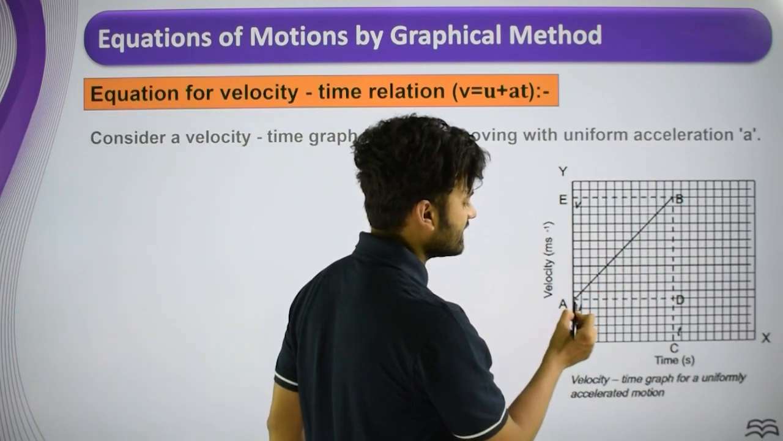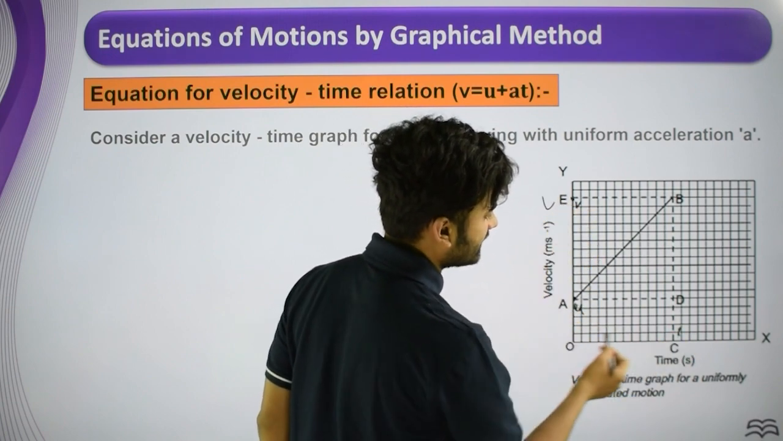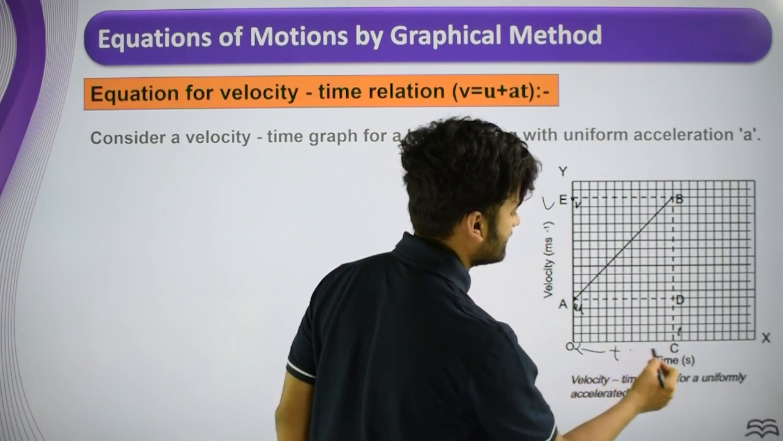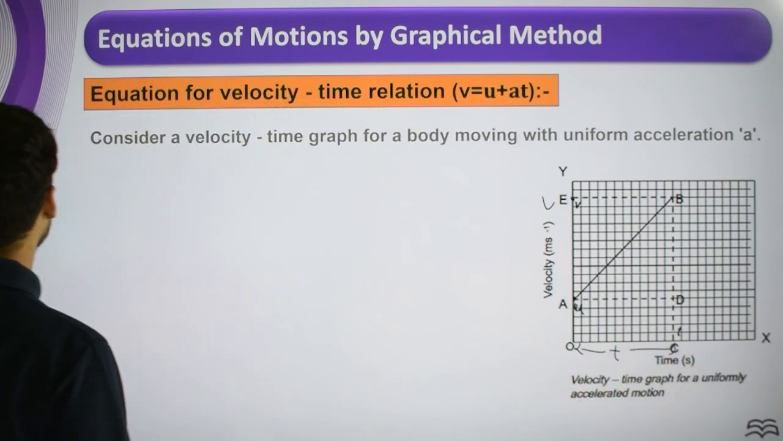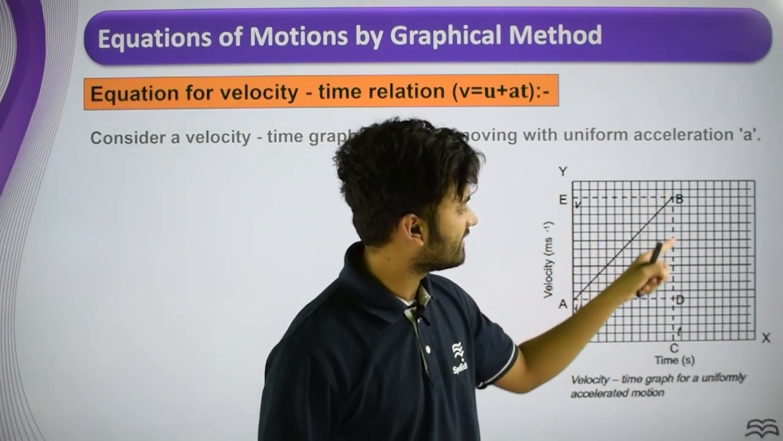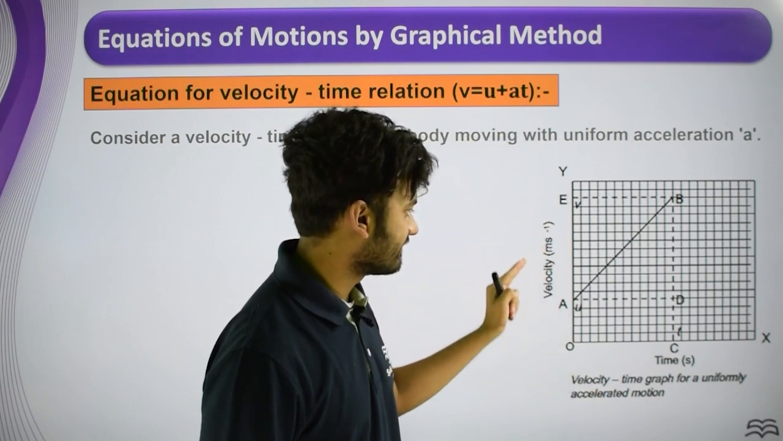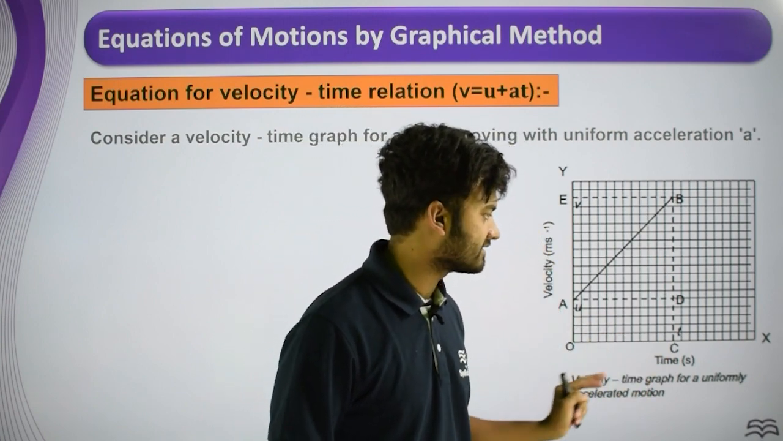Okay, this is its initial velocity u, this is its final velocity v, and this particular time interval is taken as t. Remember this. Now as you can see, this is point A, this is point B, this is point D, this is point C, and this is point O. On the y-axis I have taken velocity in meters per second, and this is time in seconds. This is the velocity-time graph.